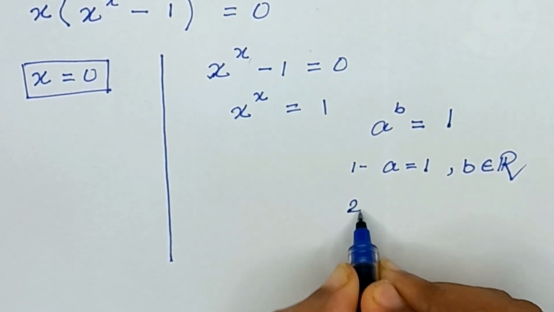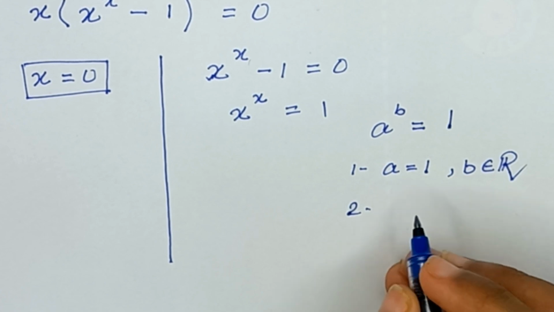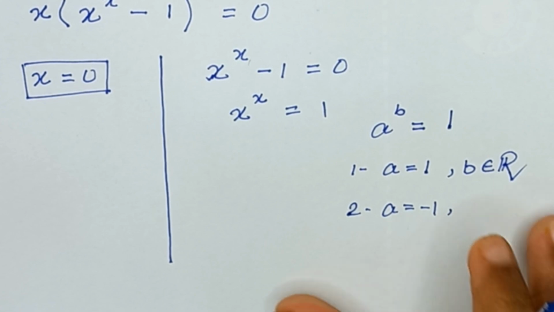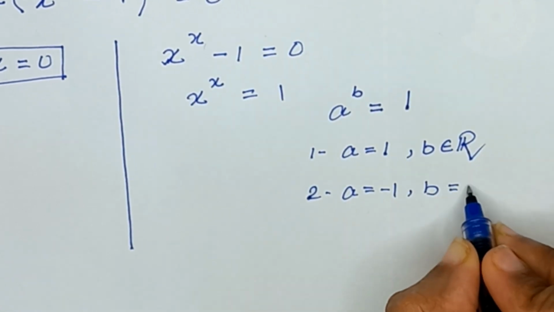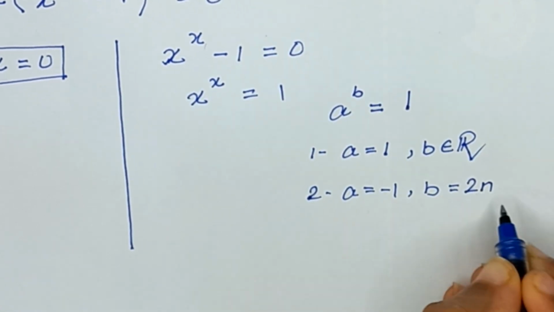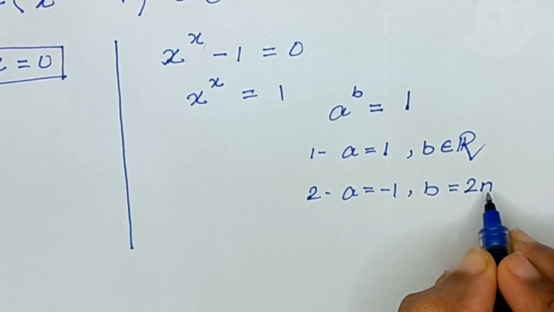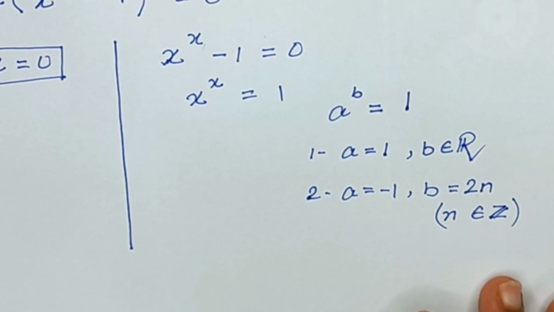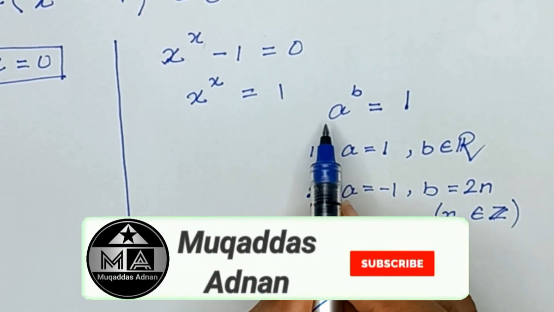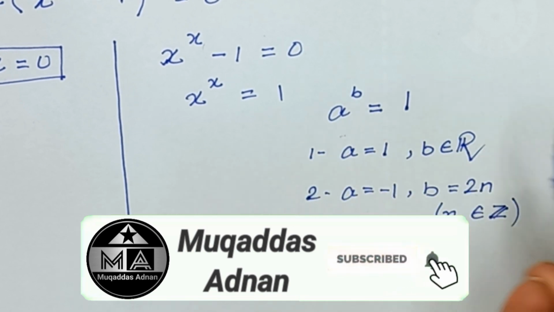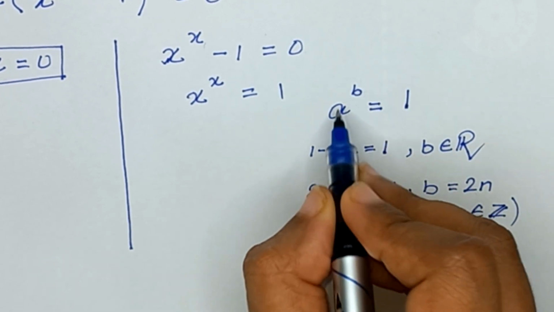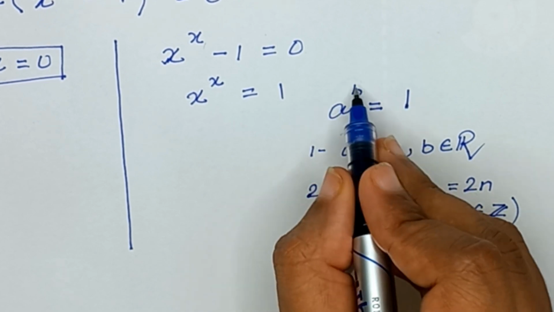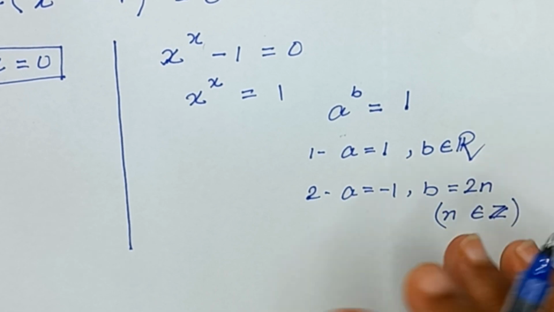And the second case is that a is equal to minus 1 and b will be equal to an even number. It means it will be 2 times n, where n belongs to integer. So in this case, minus 1 raised to the power even number 2 will become positive 1, and minus 1 raised to the power 4, again an even number, will again become 1.